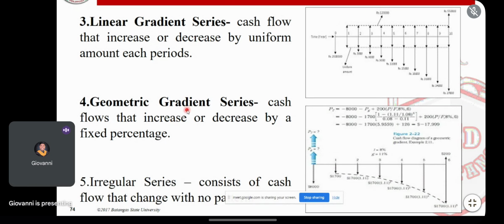For this one, the linear and geometric gradient, this is an application of the ordinary annuity and gradient formula. The formula for gradient series is medyo mahaba. Dalawang formula yan, kaya medyo mahaba talaga sa computation. Actually, hindi kasya sa calculator when you directly substitute it, hindi kasya yung formula natin for linear and geometric gradient.